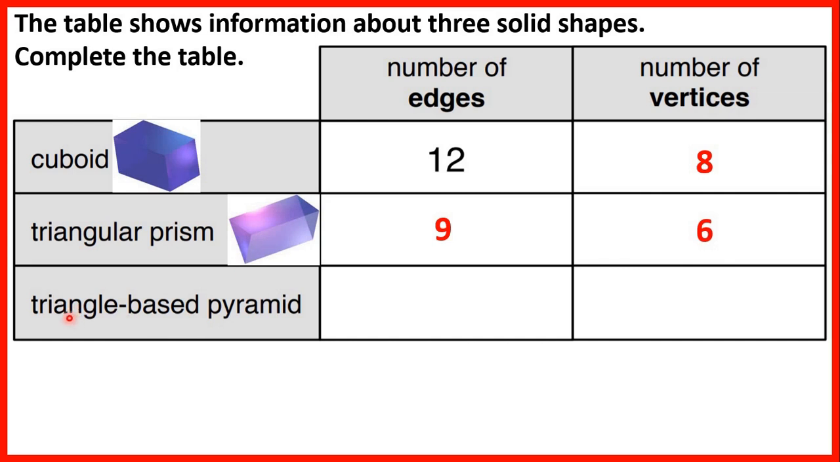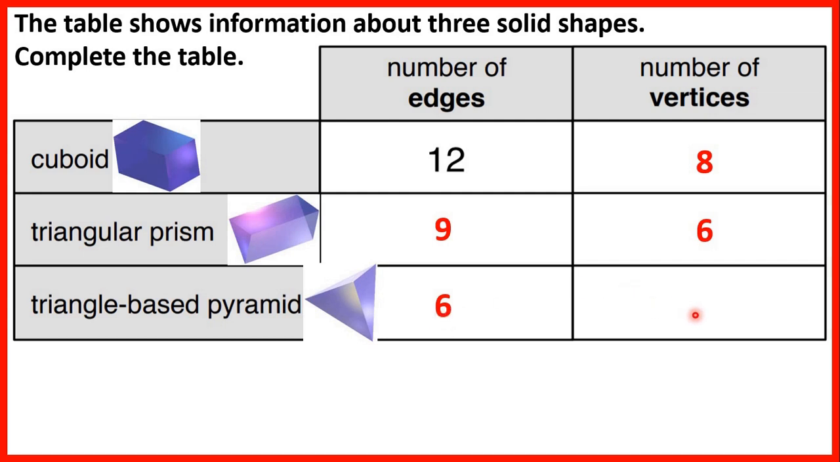And now we have a triangle-based pyramid. So the number of edges, we can count 1, 2, 3, that's the triangle at the top, and then we'll have 4, 5, 6, so 6 edges altogether, because each corner of our triangle will have an edge connecting it to the top of the pyramid. So that's 3 edges in the triangle and then 3 edges connecting it to the point, so 6 edges altogether.